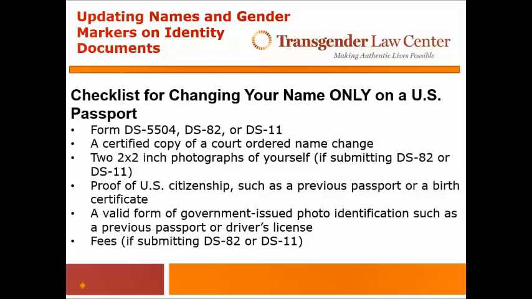And this is a checklist for changing your name only on your U.S. passport. You can use either Form DS-5504, DS-82, or DS-11. You will need a certified copy of your court order name change, two 2x2-inch photographs of yourself if submitting DS-82 or DS-11, proof of U.S. citizenship such as a previous passport or birth certificate, a government-issued photo identification such as a previous passport or driver's license, and then some other fees when submitting those two forms.